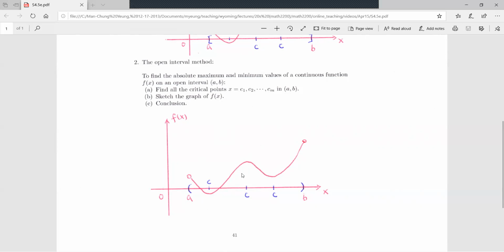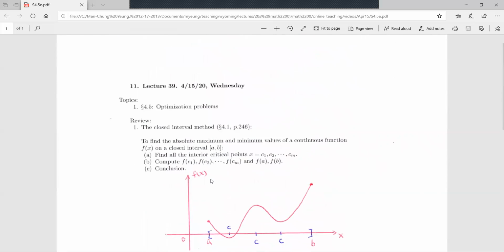So from the sketch, we can see whether or not the function has a maximum or a minimum, and also we can see the location of the maximum or the minimum. Then based on the sketch, we can make conclusion. Say for this curve, we can see that this curve has no maximum over this open interval AB, because this one is open down. But it has a global minimum. The location of the minimum is this critical point.